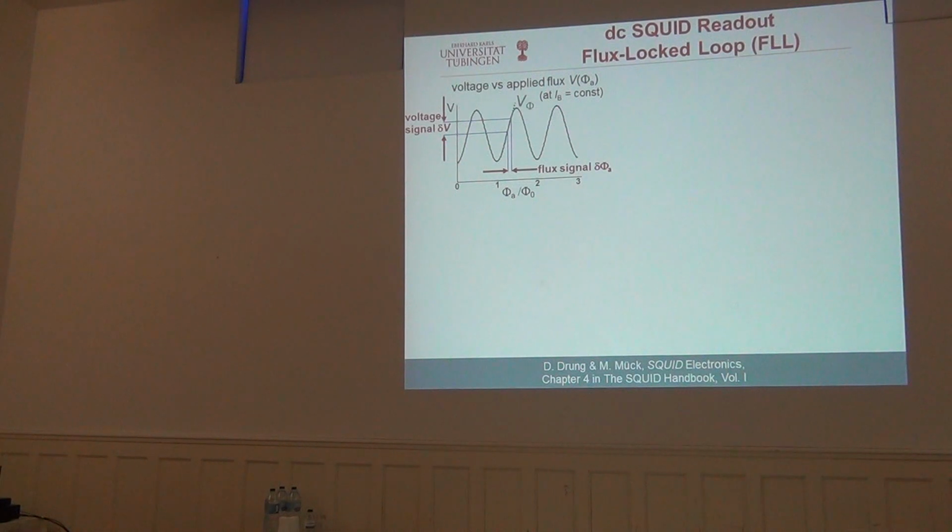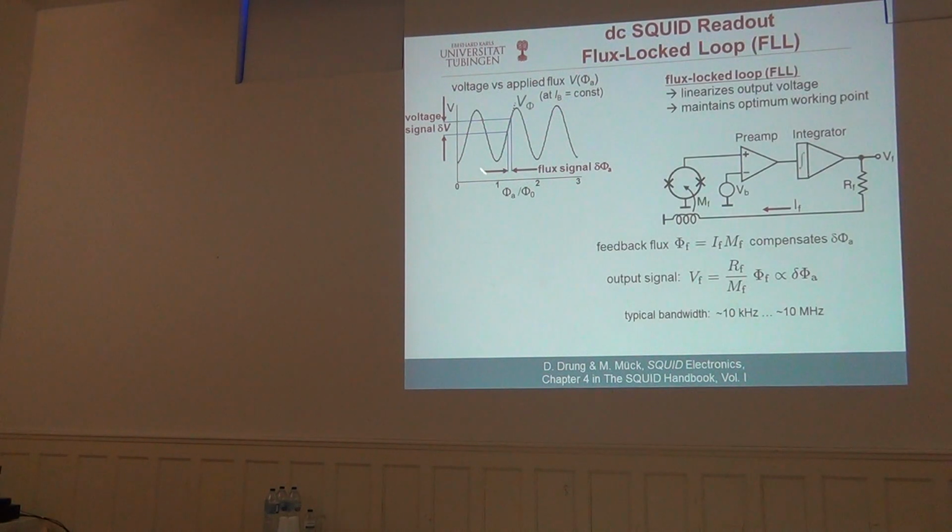Maybe a few words on SQUID readout. So I showed this graph already. Your SQUID is a flux detector. So you apply a small signal and you measure a voltage signal. However, this is not very convenient to read out. Ideally, you would like to linearize this periodic characteristic, or in other words, you always want to stay at the optimum working point.